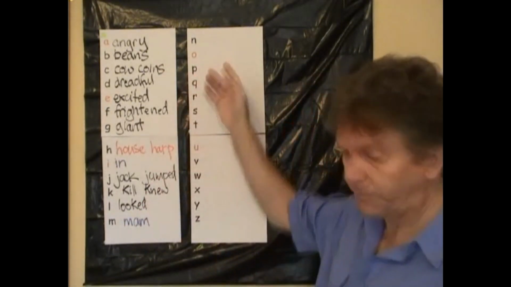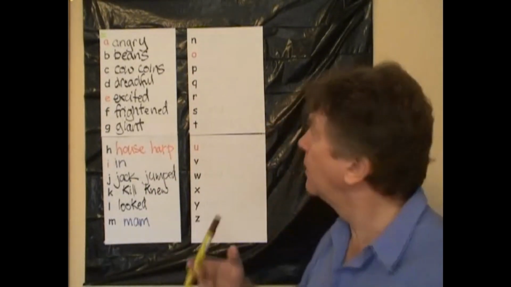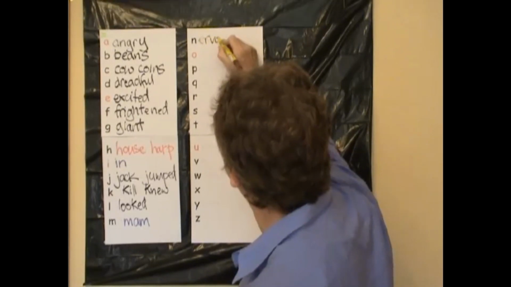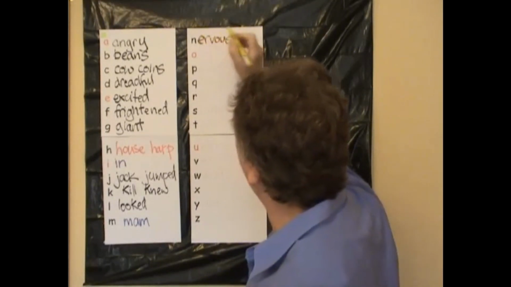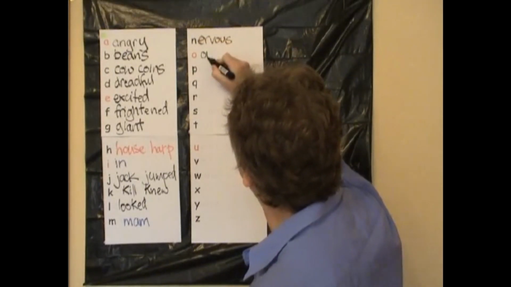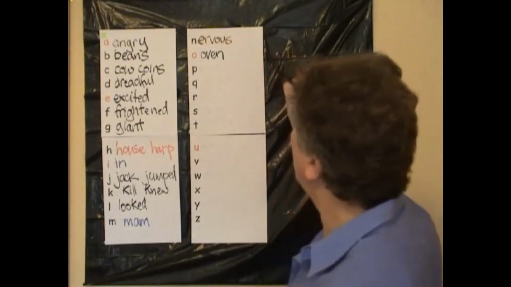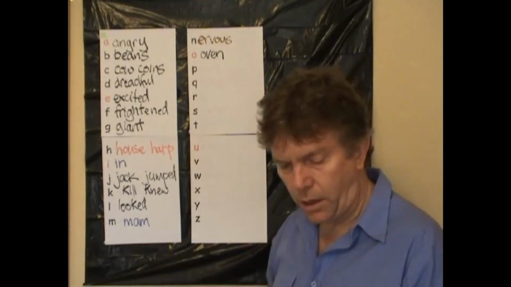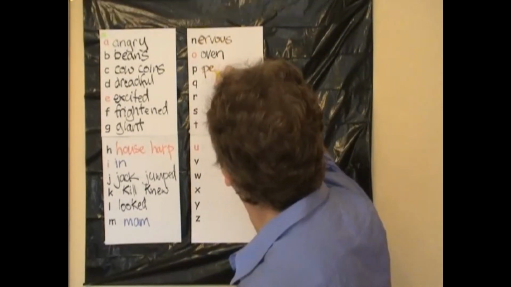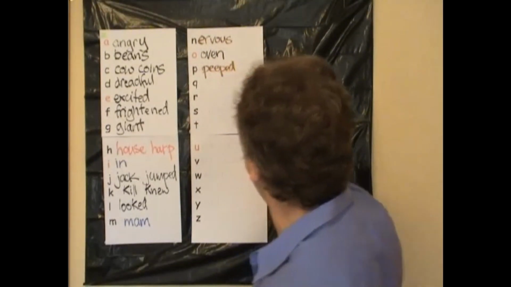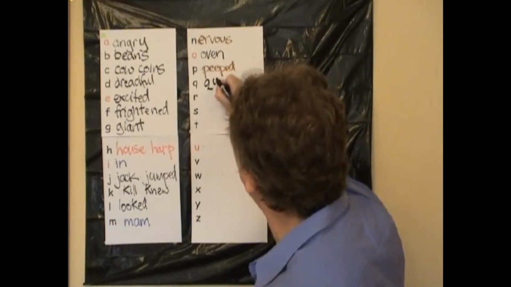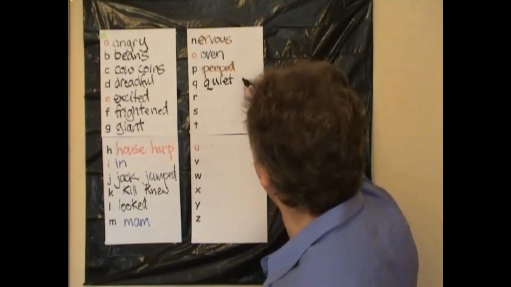So we've got quite a lot of the words, the vocabulary that is related to the story of Jack and the Beanstalk. Well, N, well, nervous. Yeah, nervous. The O for the oven, because that's where he goes. P for people. Peeped. He peeped out of the oven. You had to be quiet and quick.